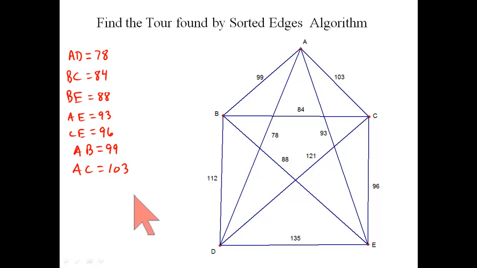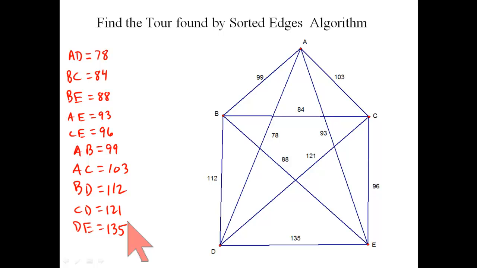Let's see, then to finish, there's a 112 somewhere, BD, and a 121, CD, and finally a 135, that's DE. So that's most of the work right there, to go through and sort all of the edges in an order of increasing length. Okay, let's start the algorithm.